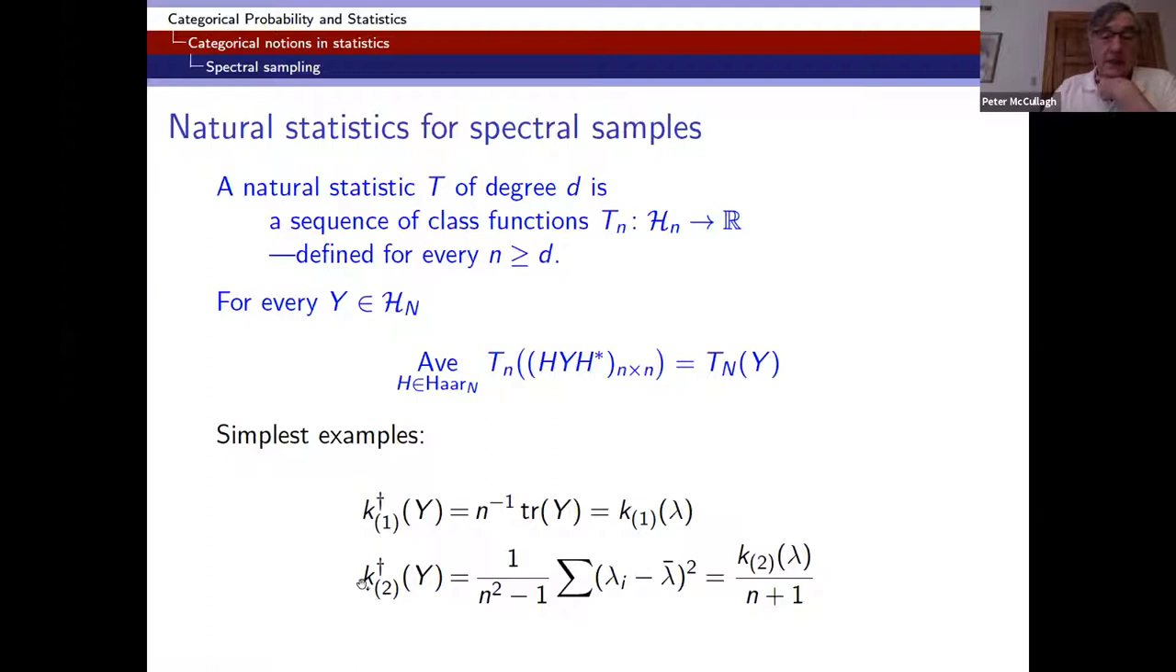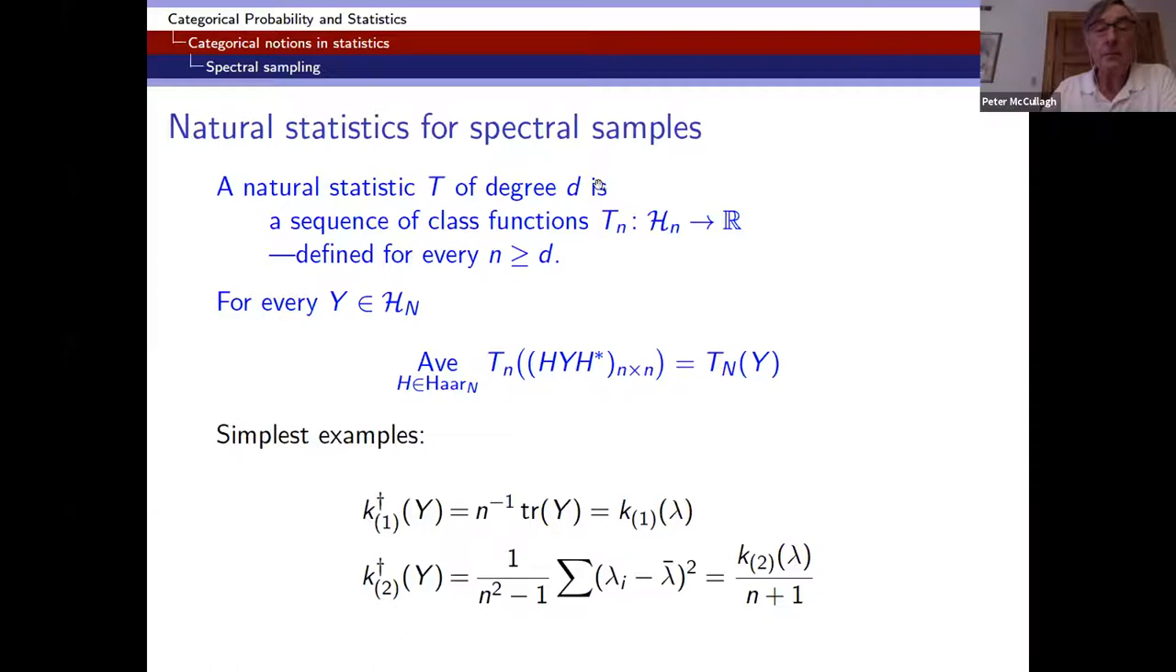Things get more interesting when you get to higher orders. So when you go to the variances, K2 dagger is just the sum of the squares of the variance of the eigenvalues, but not divided by n minus 1, now divided by n minus 1 times n plus 1. So it's the ordinary sample variance of the eigenvalues divided by n plus 1. And these two functions have this property.